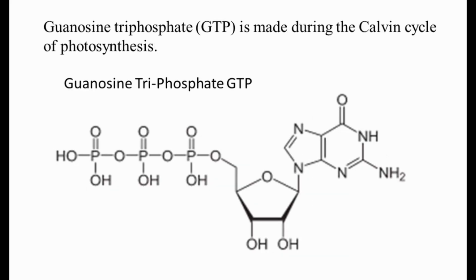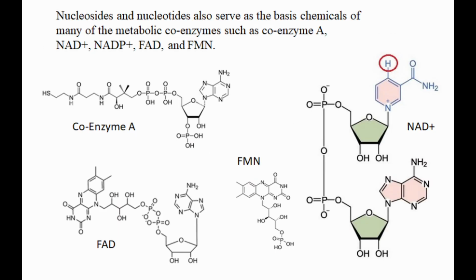There are also highly energetic forms of the other nucleoside triphosphates, including guanosine triphosphate GTP made during the Calvin cycle of photosynthesis. Nucleosides and nucleotides also serve as the basis chemicals of many of the metabolic coenzymes, such as coenzyme A, NAD+, NADP+, FAD, and FMN.